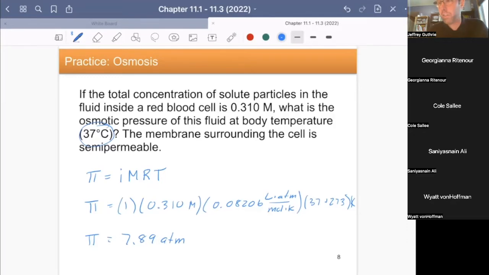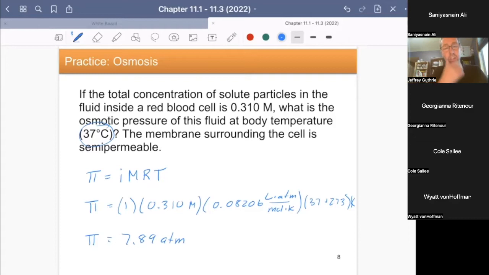If you look at that number, 7.89 atmospheres is pretty high pressure. We experience 1 atmosphere of pressure right now, that's how much atmosphere is pushing down on us. So 7 atmospheres is quite a bit more pressure than that. We don't know the concentrations of everything everywhere, but assuming this is going inside the cell, I'm not sure a cell can withstand 8 atmospheres of pressure. So that's probably going to explode that cell.